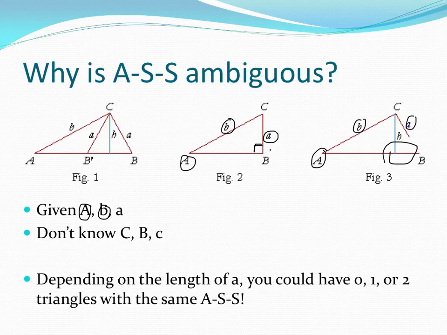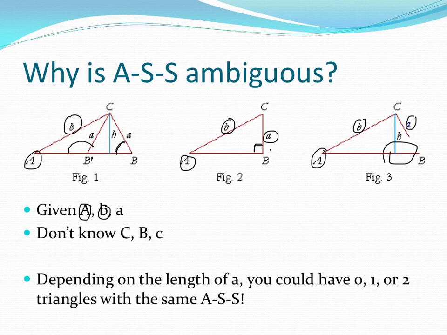Look back at figure 1 now. Same fixed angle A, same side B. This time A, the side, is longer than it was in figure 2. And so it definitely connects with that third side of the triangle. However, you'll notice that it could connect in two different places. It could create an obtuse angle B, or it could connect and make an acute angle B. Those two angle Bs are supplementary angles of one another.